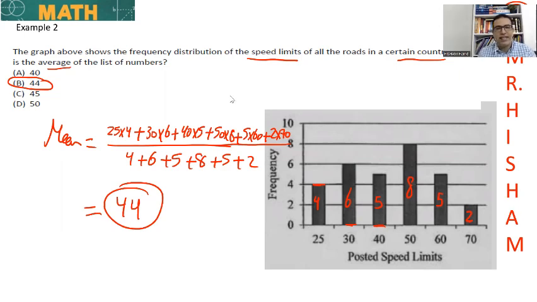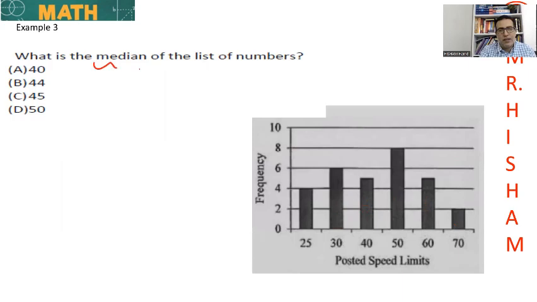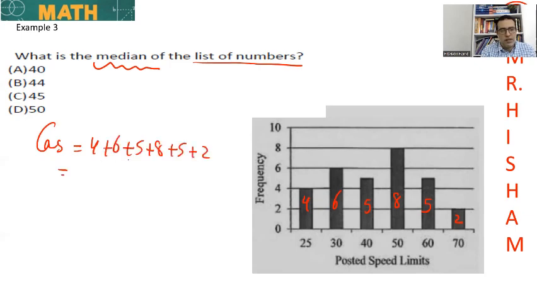Let's go to the second example and see how we can find the median of the list with the following frequencies. I have 25 with frequency 4, and 30 with 6, 40 with 5, 50 with 8, 60 with 5, and 70 with 2. So how many cars do I have? 4 plus 6 plus 5 plus 8 plus 5 plus 2, which is equal to 30 cars. So if I have 30 cars in front of me and I want to find the median speed, I will first find the order of the median.